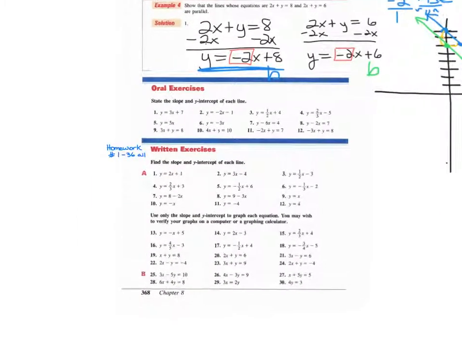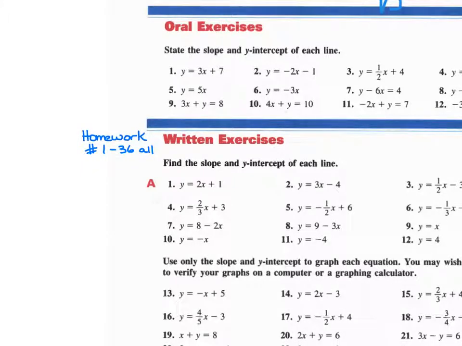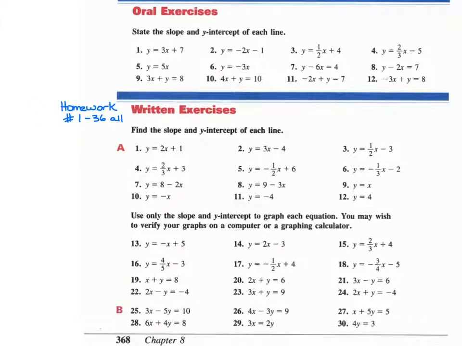So your homework for this lesson is going to be 1 through 36 all. So in this section of the homework, 1 through 12, what you need to do is make sure that it is in slope-intercept form. And notice all 12 of these first problems are already solved for y. So again, to find the slope, it's the number in front of x, and the y-intercept is whatever is being added or subtracted. So for example, on number 2, when you're writing this as your homework, you could say m equals 3, and you could say b equals -4. So if it's a subtraction problem, your y-intercept is a negative number.